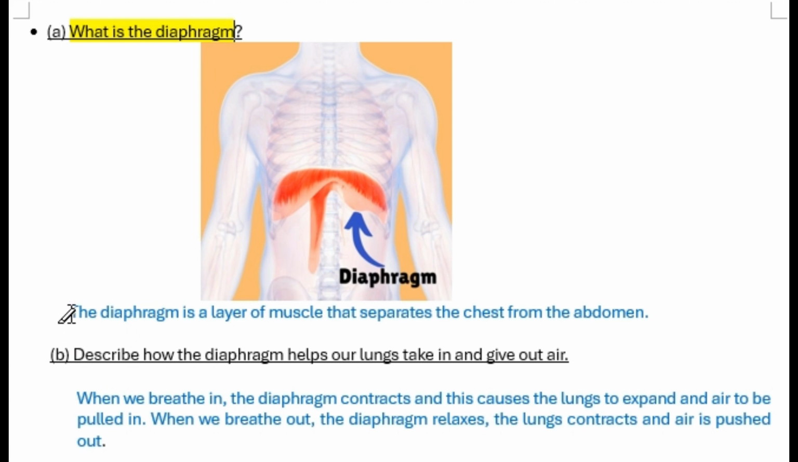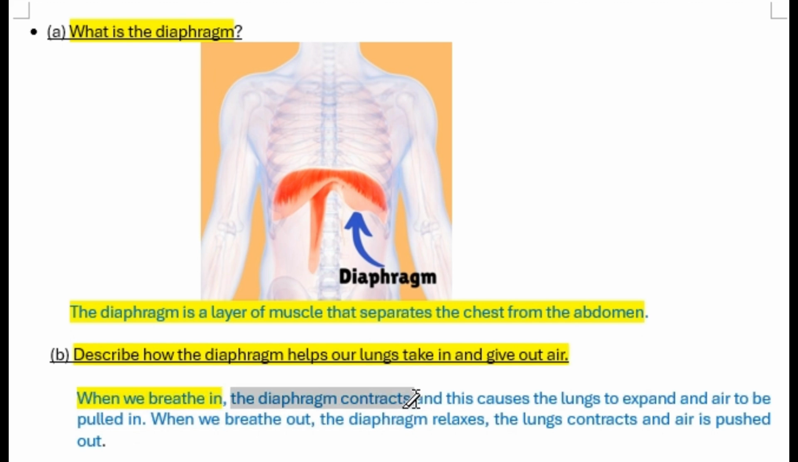E. What is the diaphragm? The diaphragm is a layer of muscle that separates the chest from the abdomen. B. Describe how the diaphragm helps our lungs take in and give out air. When we breathe in, the diaphragm contracts and this causes the lungs to expand and air to be pulled in. When we breathe out, the diaphragm relaxes, the lungs contract and air is pushed out.